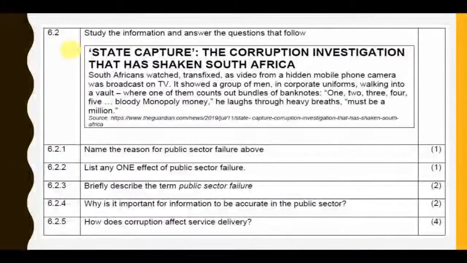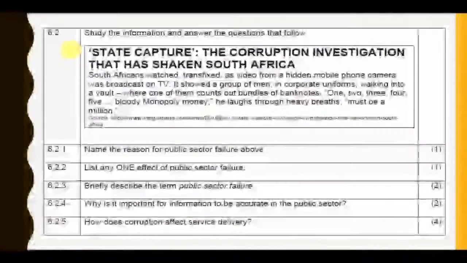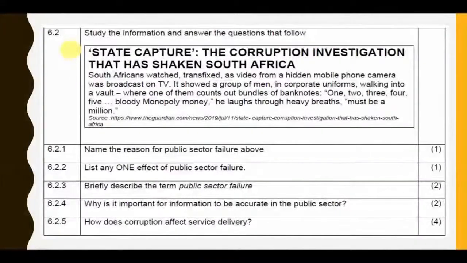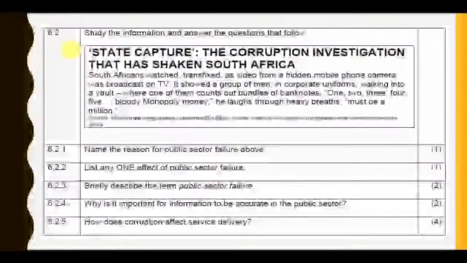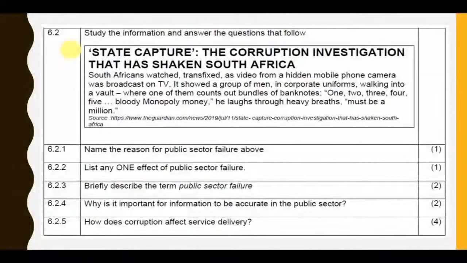South Africans watched transfixed, which means you can't take your eyes off the screen, as video from a hidden mobile phone camera was broadcast on TV. It showed a group of men in corporate uniforms walking into a vault, where one of them counts out bundles of banknotes. 1, 2, 3, 4, 5. Bloody monopoly money, he laughs through heavy breaths. Must be 1 million.